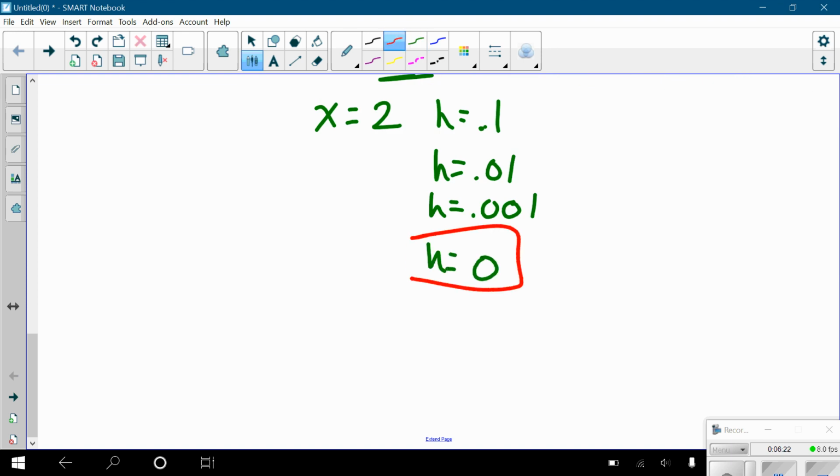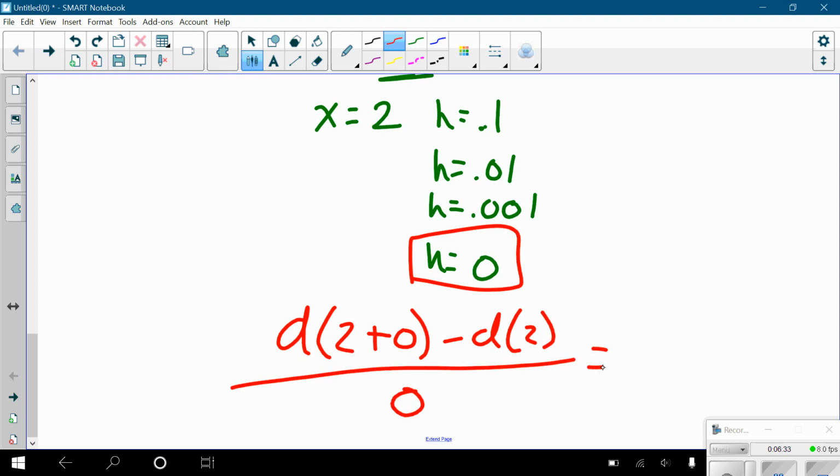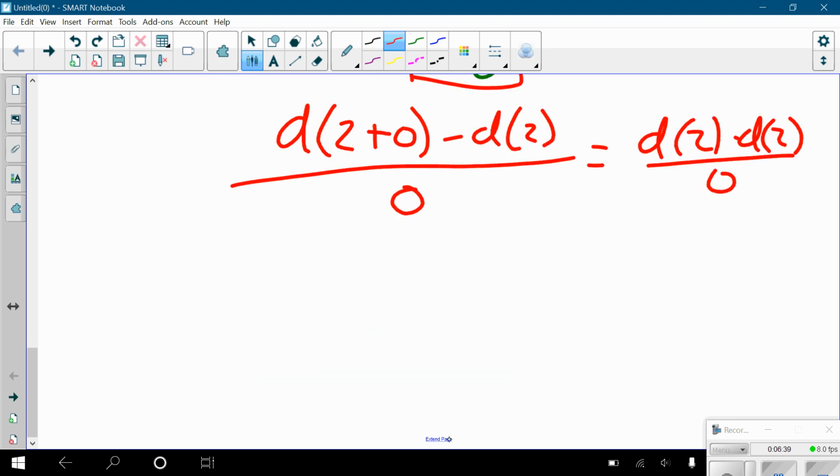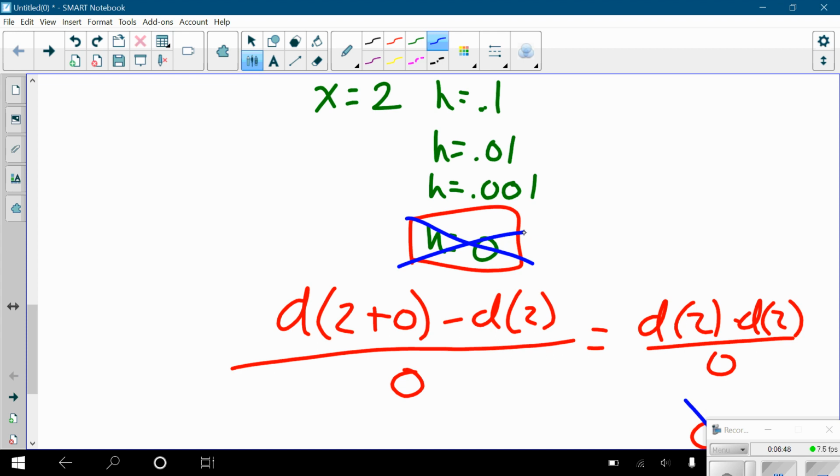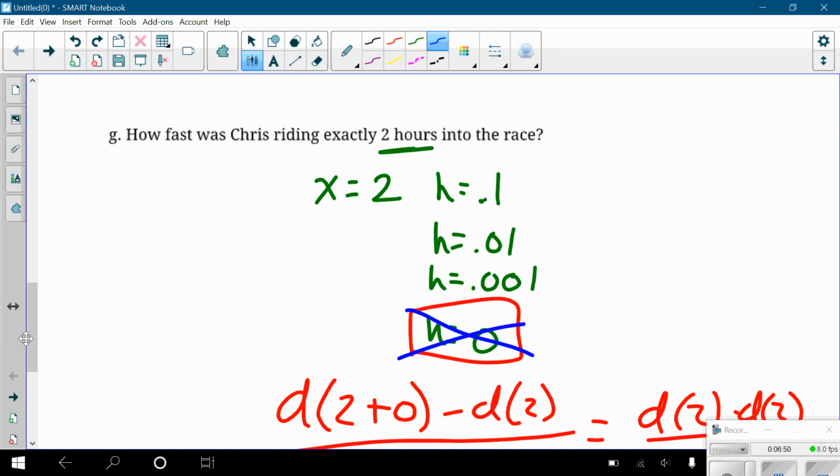Okay, so let's see. If I make it 0, watch what happens. d of x plus h minus d of x, all over h. Let's do d of 2 minus d of 2 over 0. This is getting messed up. d of 2 minus d of 2 is 0, over 0. This is undefined. This is all messed up. So I can't just use h equals 0, but I want h to be really close to 0.